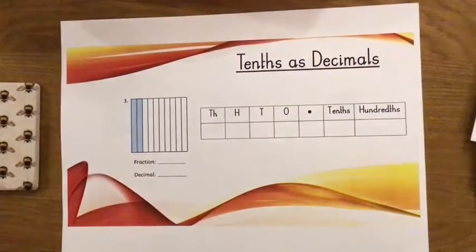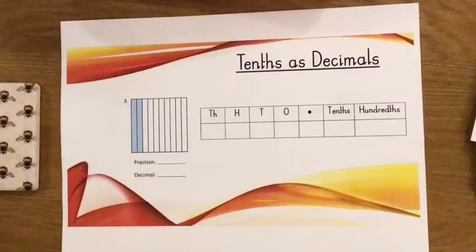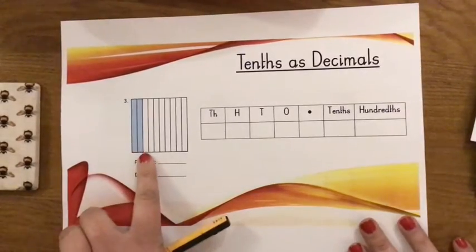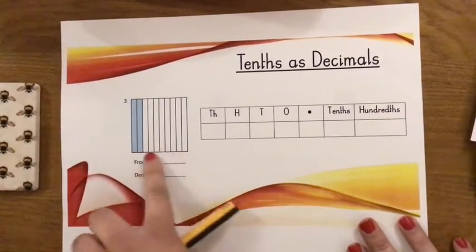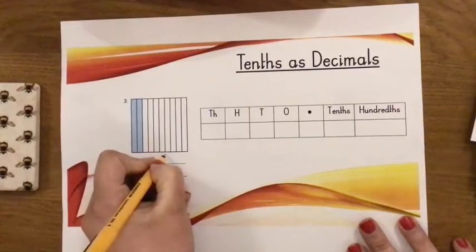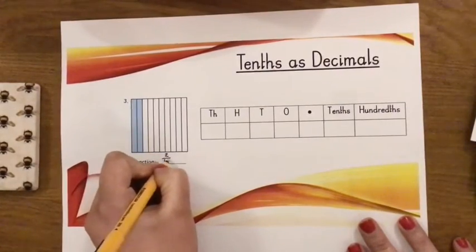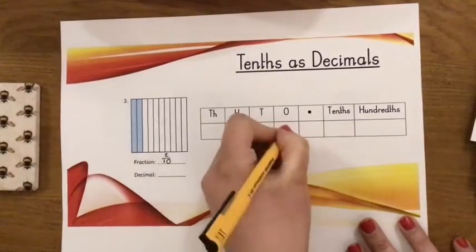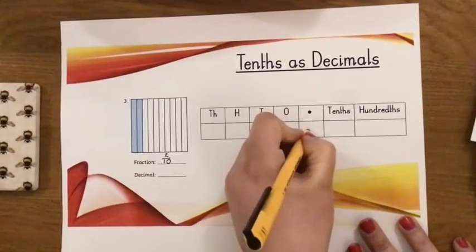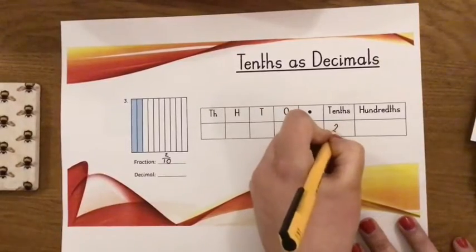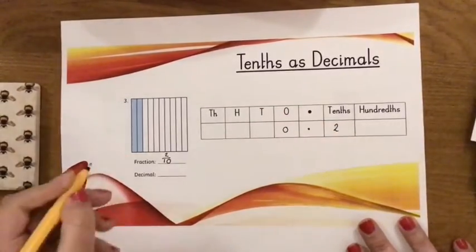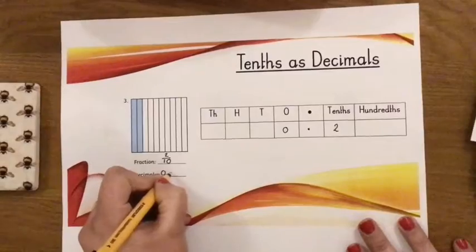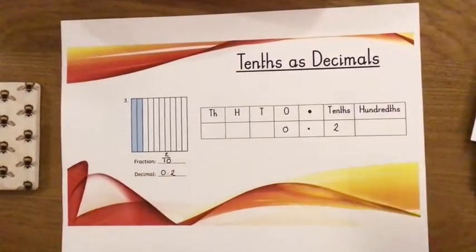Okay, let's have a look at one more example. Here I can see that I've got 2/10 shaded, so the fraction is 2/10, and it's less than 1, so 0 in the ones column, decimal point, 2/10. So my answer as a decimal is 0.2.